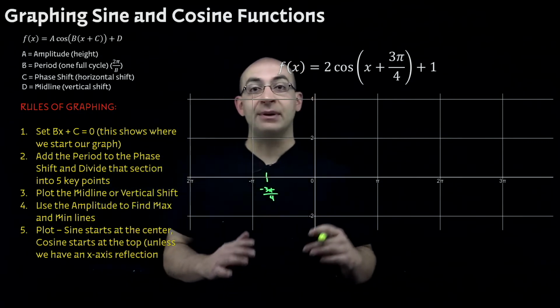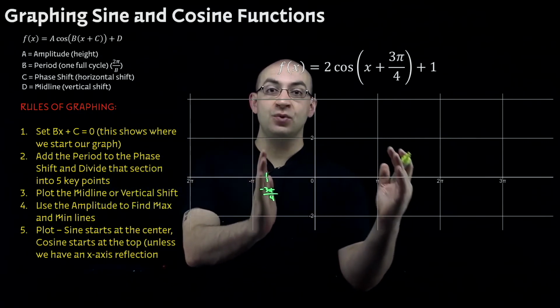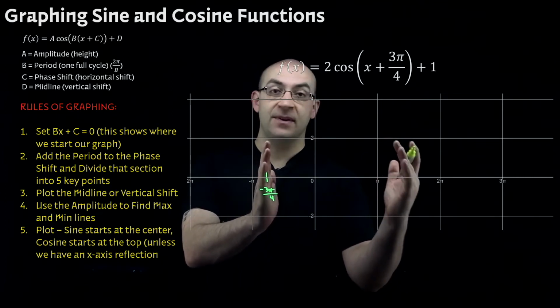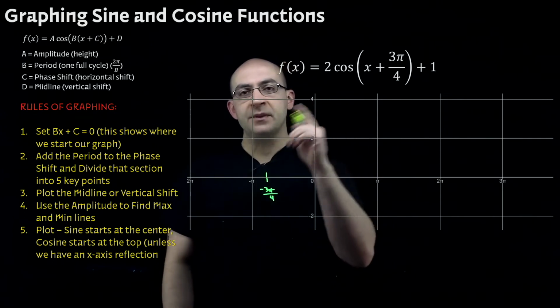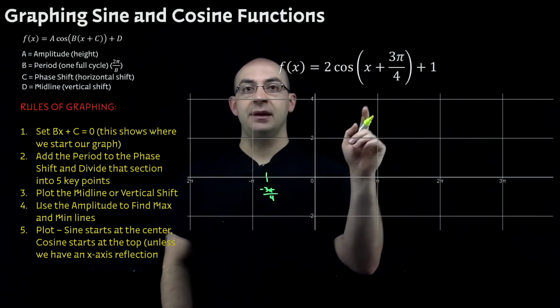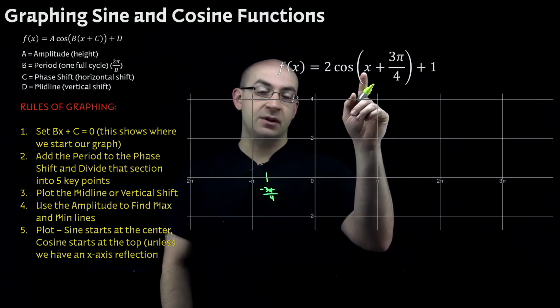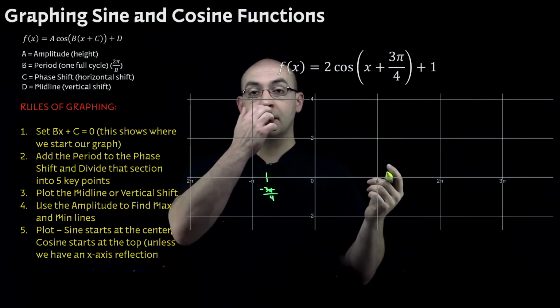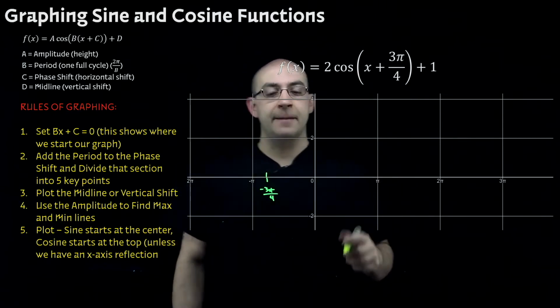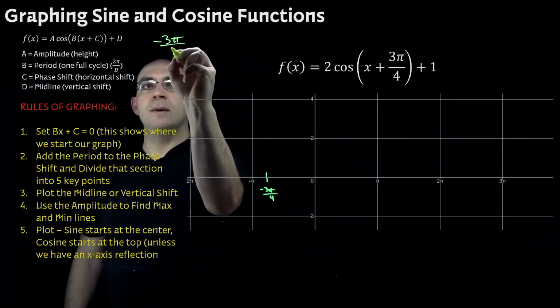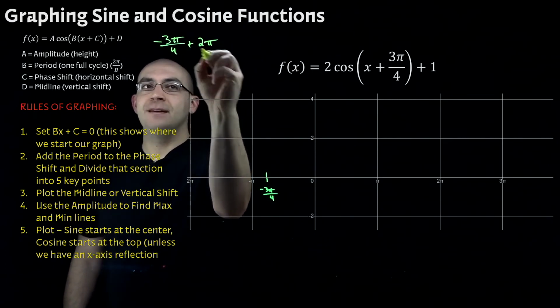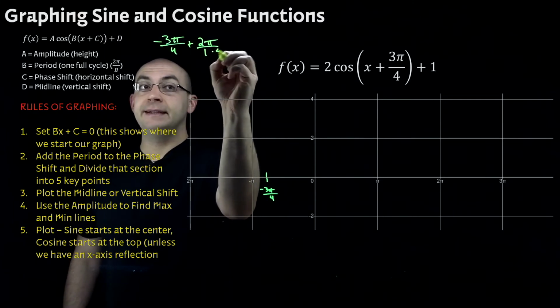Next step is I'm going to add the period to this initial point to find its finalization point, or its last point. So the period is 2 pi divided by b. b is the coefficient of x. Well, b is 1. So our value for period is 2 pi. So let's add this. I have a negative 3 pi over 4 plus 2 pi. Make it over 1, get a common denominator.